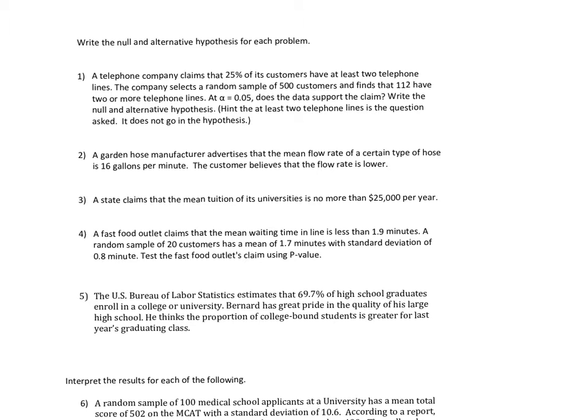So here it says the company claims that 25% of its customers. The at least, everybody wants to use that, but that at least 2, that's what the question they asked. They asked its customers, do you have at least 2 telephone lines? So P is equal to 0.25 is what they're claiming. So that means that's H0 because it has the equal sign in it.